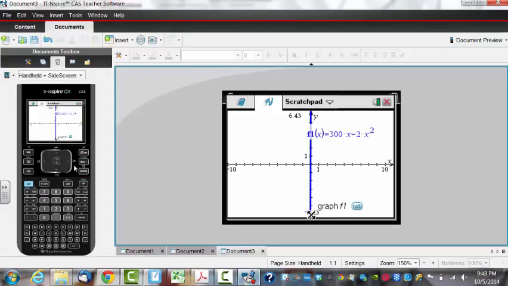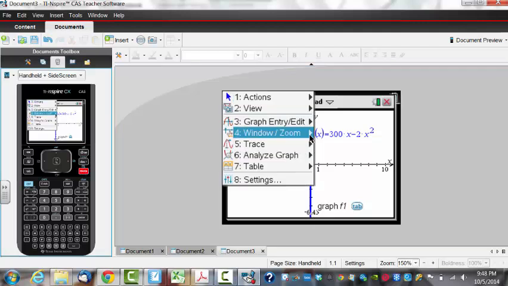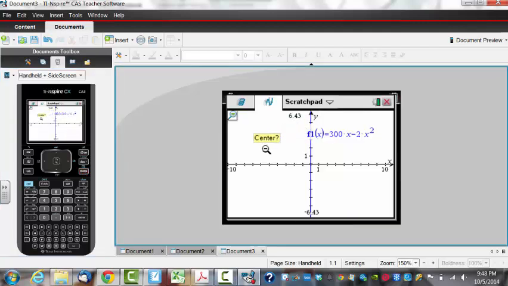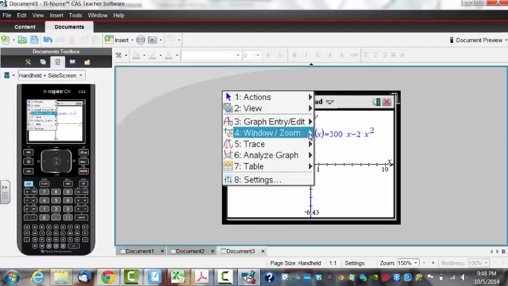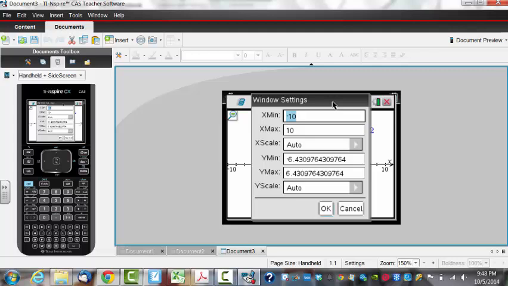So if we do that, let's go to your window. It's going to look a little different from my TI Inspire. Oops, hold on for a second. I want to go to Window Settings. Once you go to Window Settings, let's start at 0 for the X-min. And let's go to X-max and just try 100.